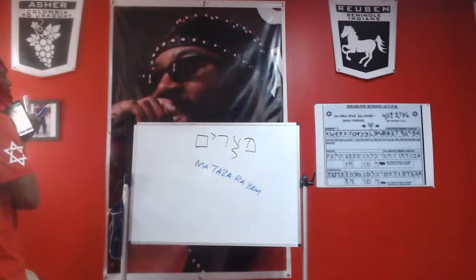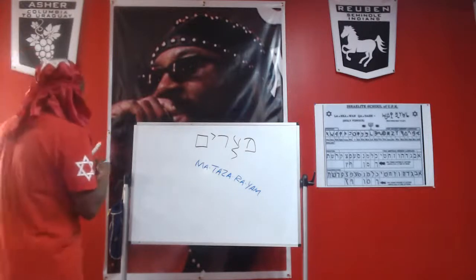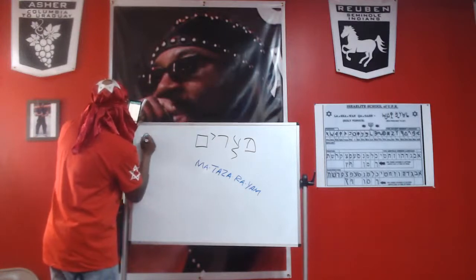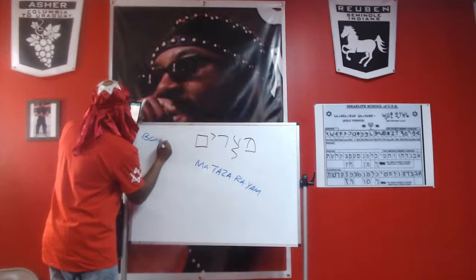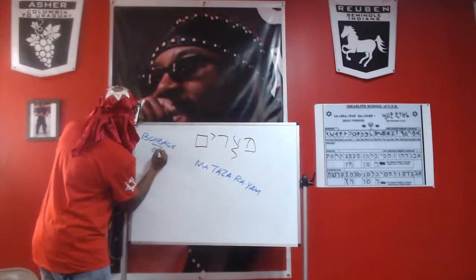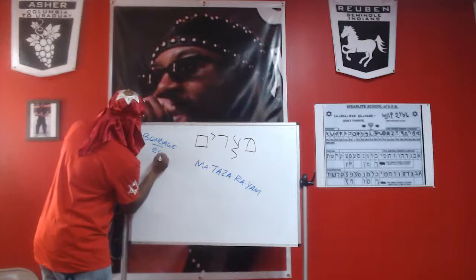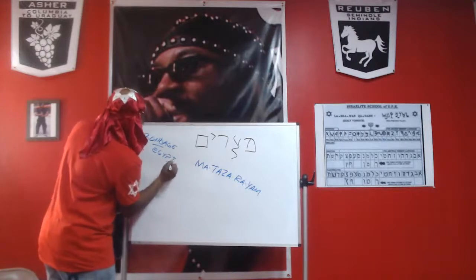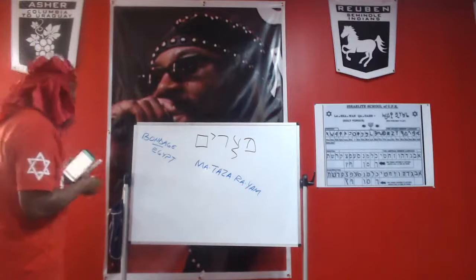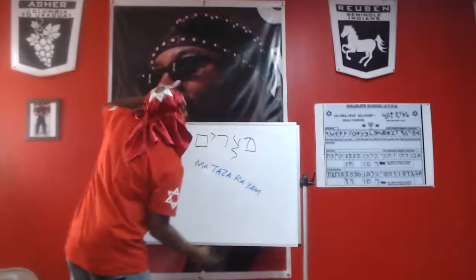Go ahead. Very good, very good. Yes. Bondage. Egypt. I almost forgot how to spell it in English. So you can see it in Hebrew now. Excellent. Okay?